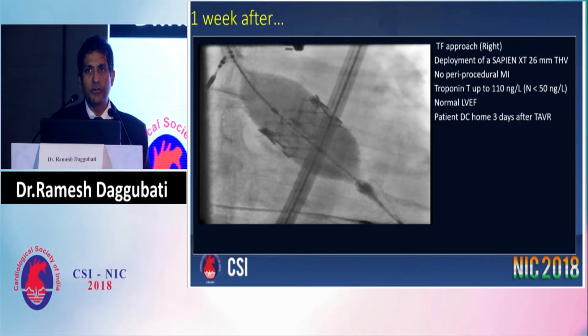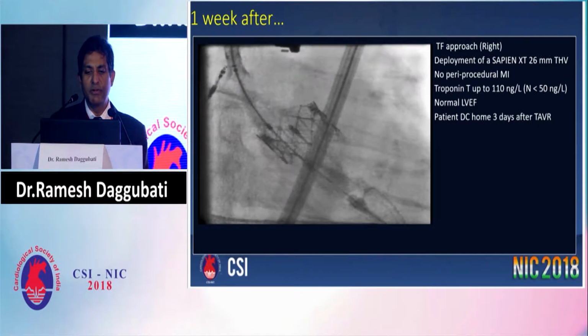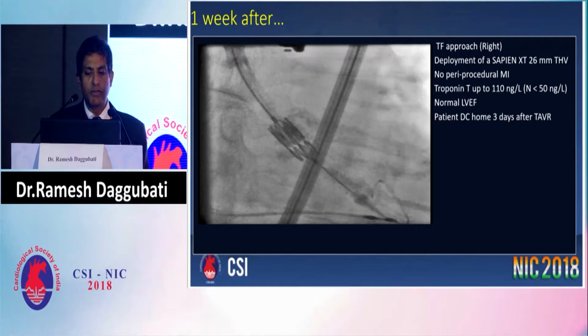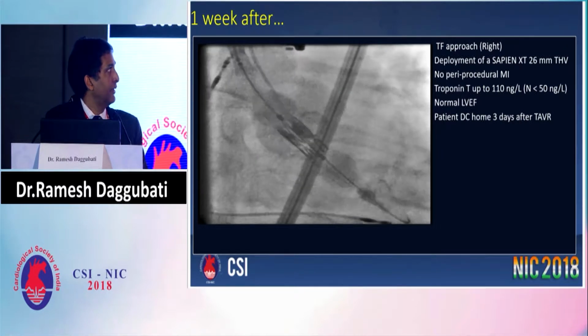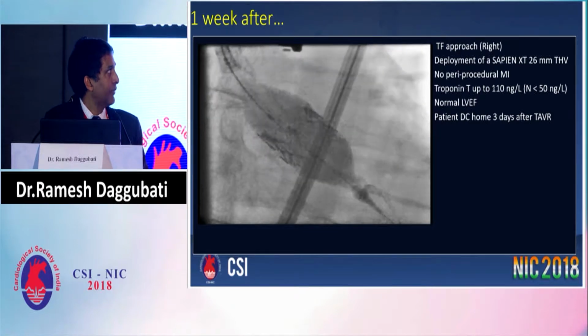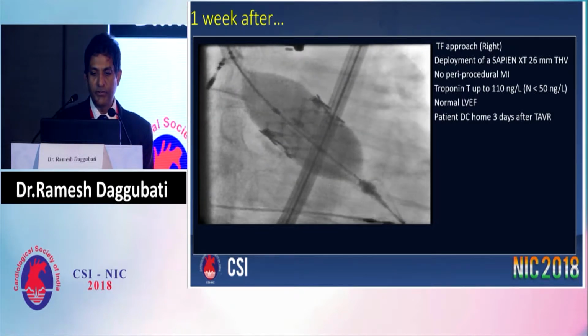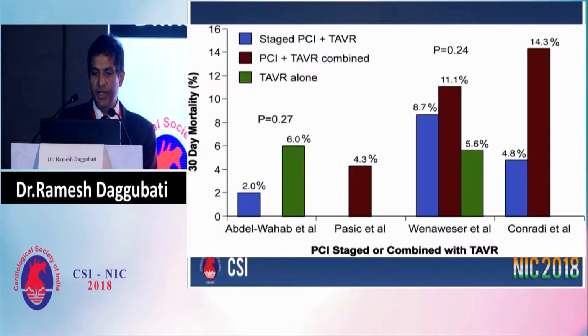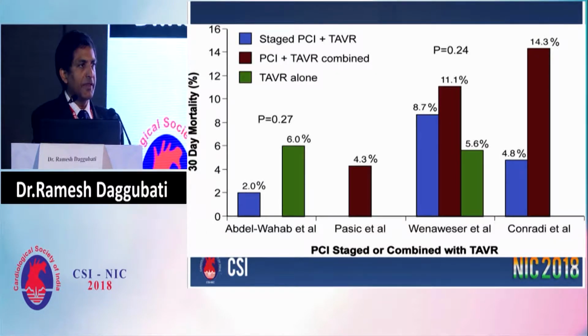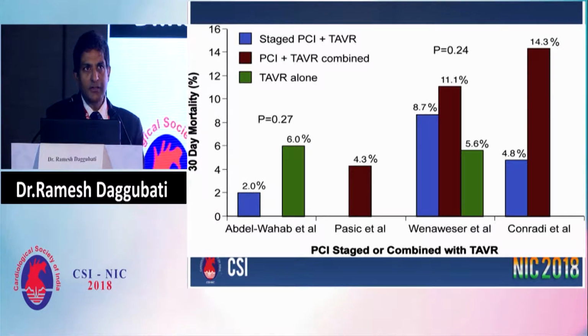and deployment of a Sapien XT 26 millimeter valve was performed. Troponin went up to 110 nanograms per liter, which is high, and the ejection fraction was normal. The patient was discharged 3 days after TAVR. So this is the data that we have, and we need to look at the timing of PCI in patients with TAVR.